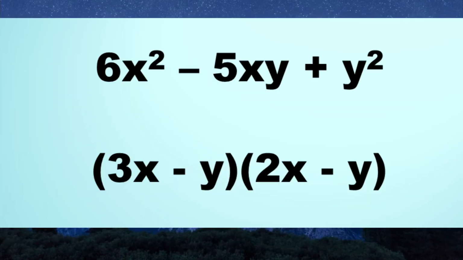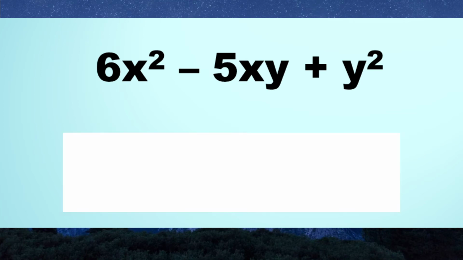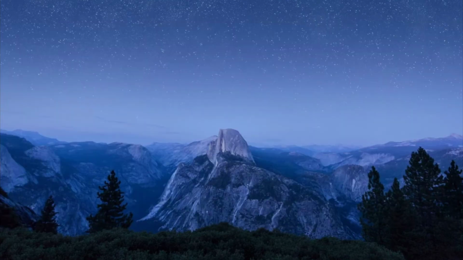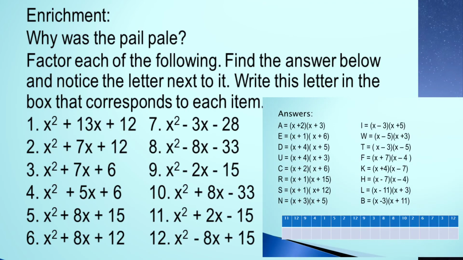And now, let us factor the trinomial 6x squared minus 5xy plus y squared. The factors are the quantity 3x minus y and the quantity 2x minus y. Do the next activity entitled Why Was the Pail Pale?, in which you can apply the concepts of factoring trinomials.